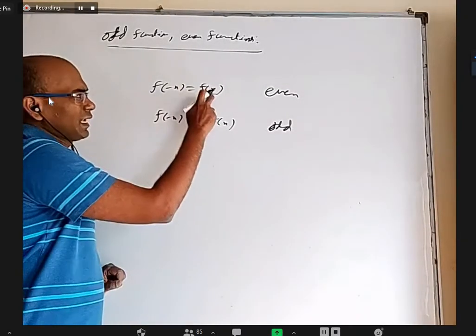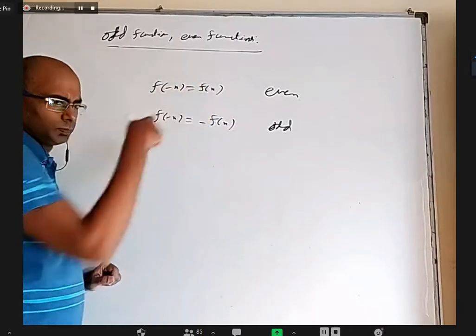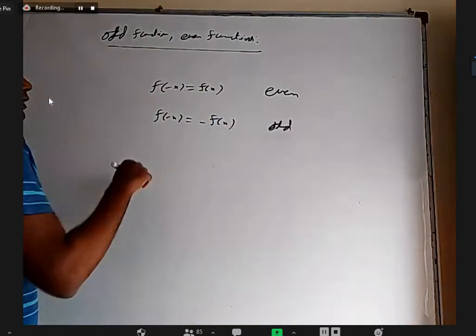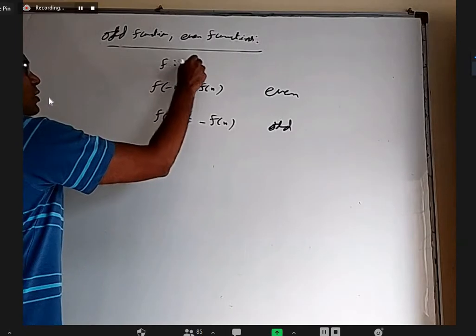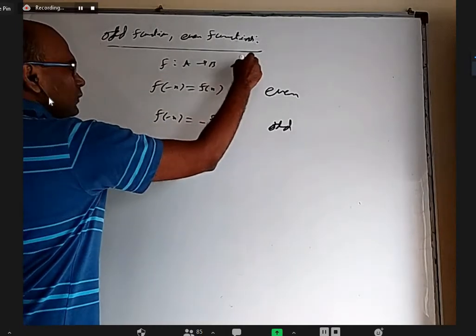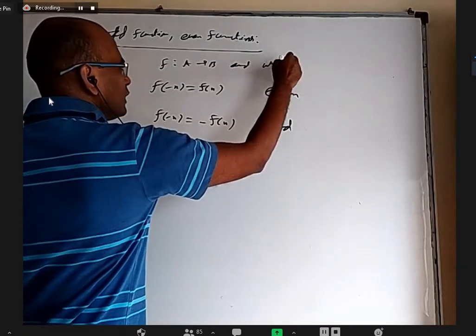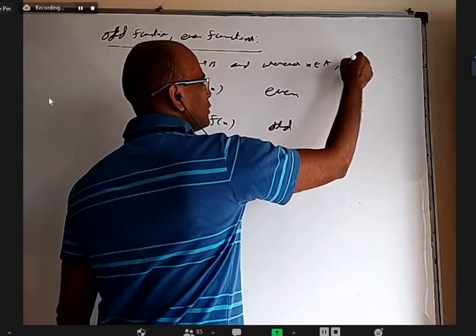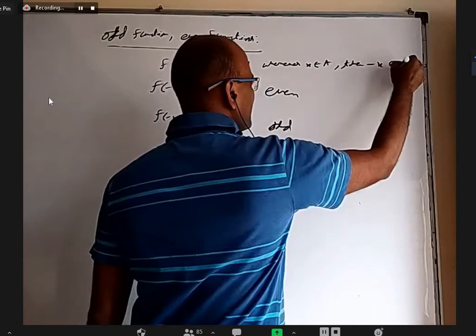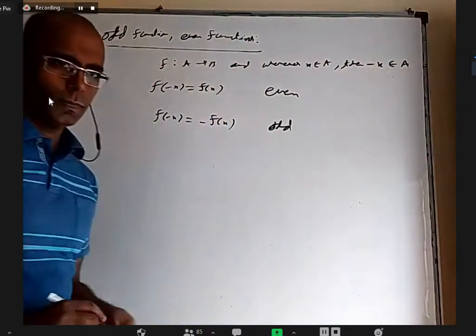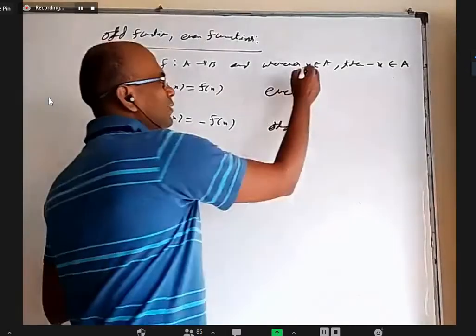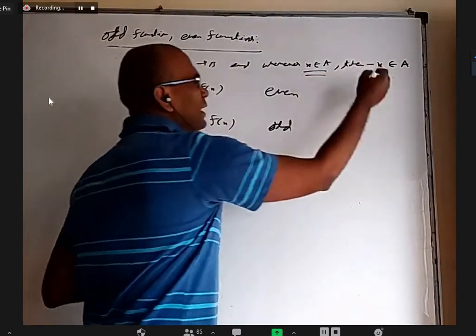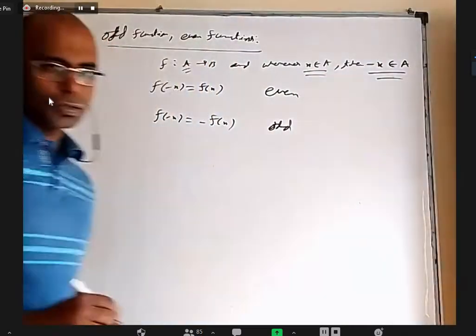If the function is defined at 10, it should be defined at minus 10. So in the IP textbook, they clearly mention: if f is a function from A to B, whenever x belongs to A, then minus x also should belong to A. Whenever x is there in the domain, minus x also should be there in the domain.